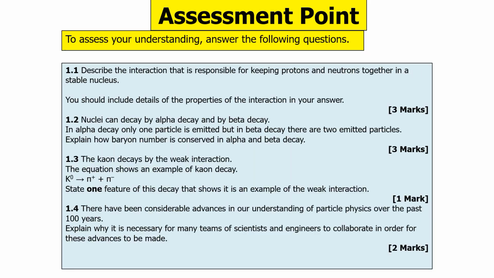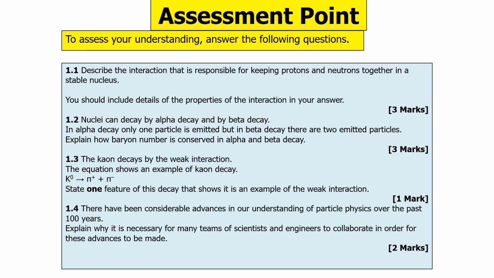The next question says, describe the interaction that is responsible for keeping protons and neutrons together in a stable nucleus. You should include the details of the properties of the interaction in your answer. Nuclei can decay by alpha decay and beta decay. In alpha decay, only one particle is emitted, but in beta decay, there are 2 emitted particles. Explain how baryon number is conserved in alpha and beta decay.